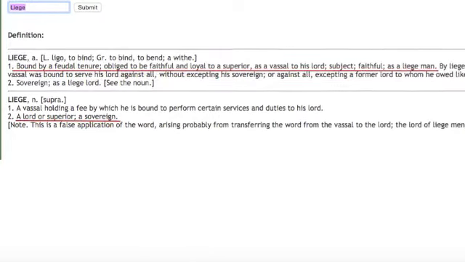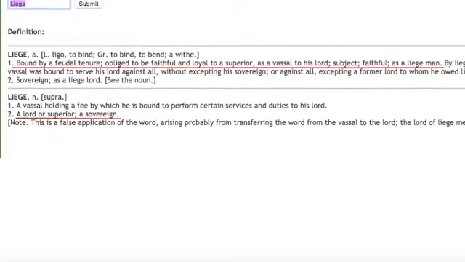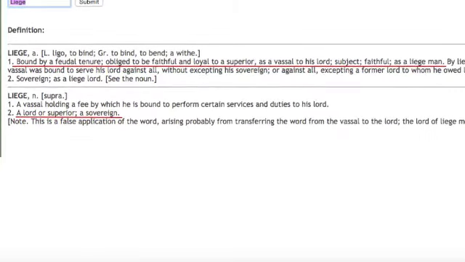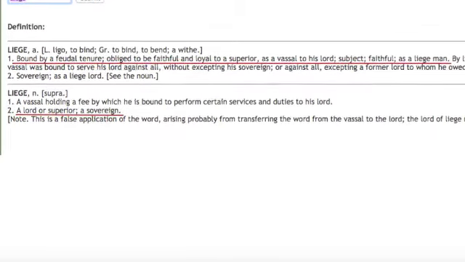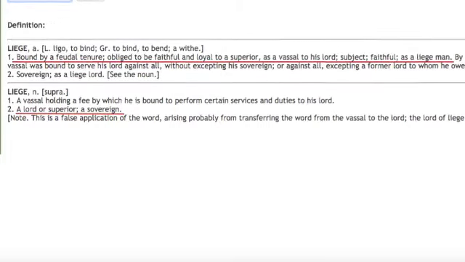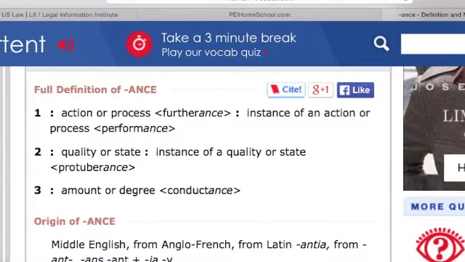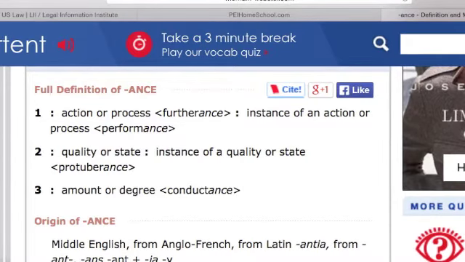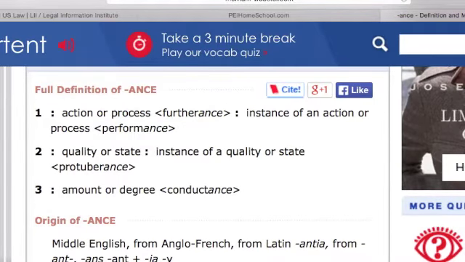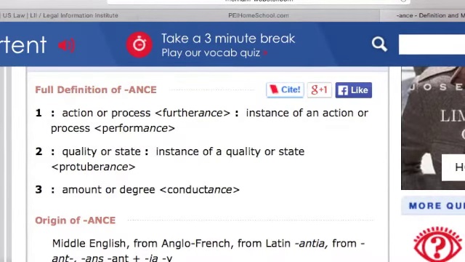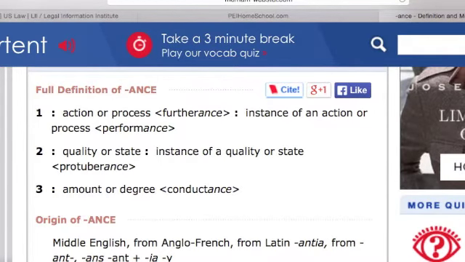But in a republic, the people are sovereign. So if they pledge allegiance, they give up that sovereignty willingly for the privileges of being a citizen. The last part of allegiance is ance, the suffix, which means action or process of doing, instance of an action or process. And that's what you're doing: you are pledging all to your liege and giving up your sovereignty in a republic when you pledge allegiance to your nation.